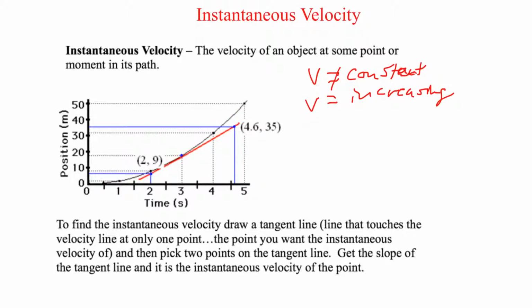Or in other words, the amount of space that it travels for each second is more and more with each successive second. Alright, well, what if I said to you, I want to know what the velocity of the object was at exactly 3 seconds. I don't want to know from 2 to 5 seconds. I want to know exactly at 3 seconds.